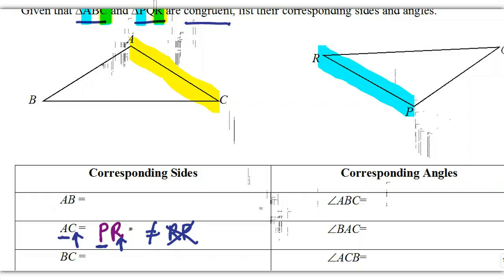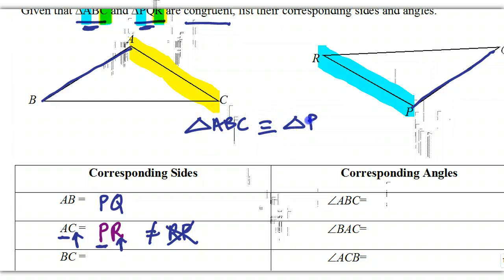Okay, so can we try for the other two sides? How about the side AB? Where does it correspond to? So if we look at AB, it will correspond to PQ. So we know the side AB corresponds to the side PQ. And therefore, the side BC, I think you can infer, because I know triangle ABC, let me write it down here, is congruent to triangle PQR. So if I'm looking for BC, the corresponding side will be QR. Okay, remember the order is actually very important.